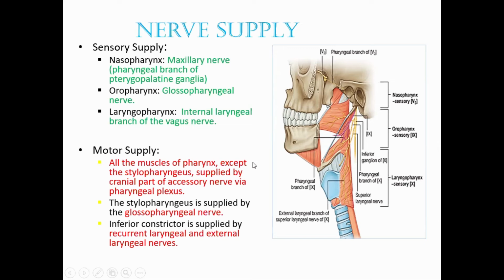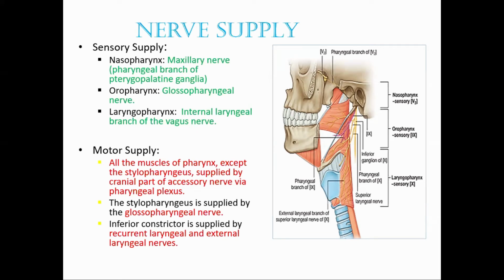Motor supply. All muscles of the pharynx are supplied by the cranial part of the accessory nerve except the stylopharyngeus. The stylopharyngeus is supplied by the glossopharyngeal nerve. The glossopharyngeal nerve innervates only one muscle, the stylopharyngeus. Remember that.